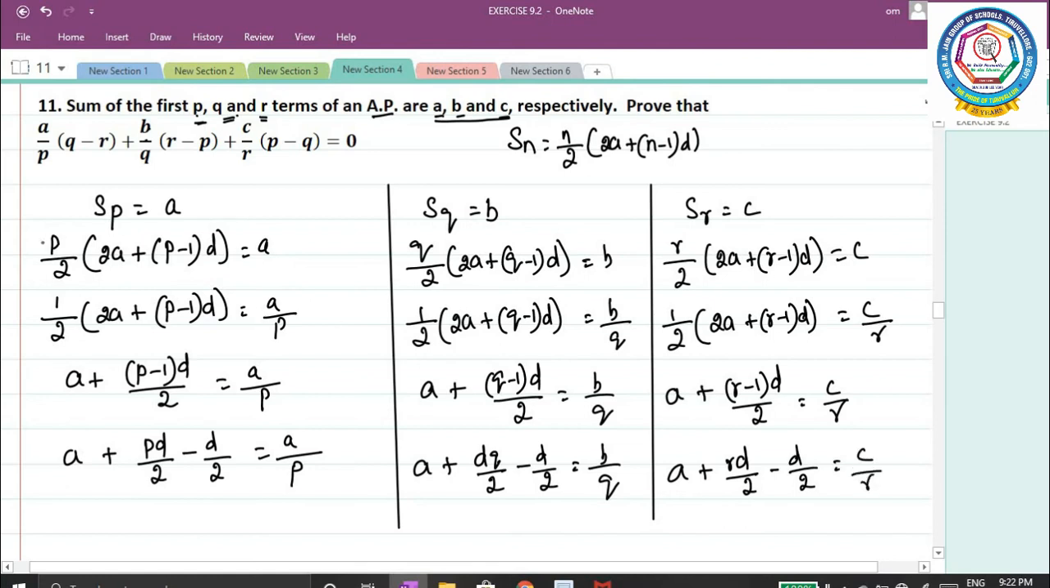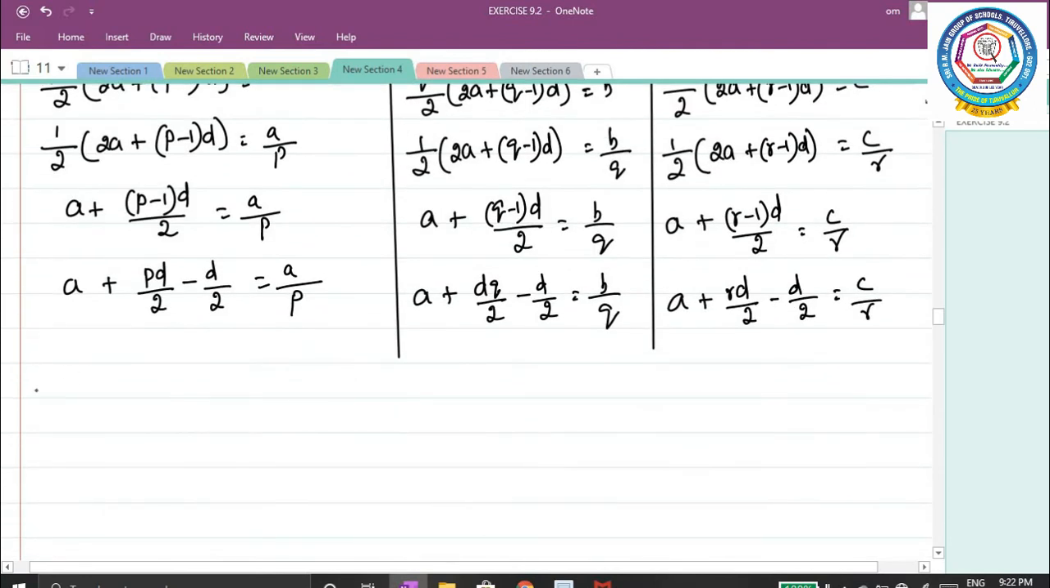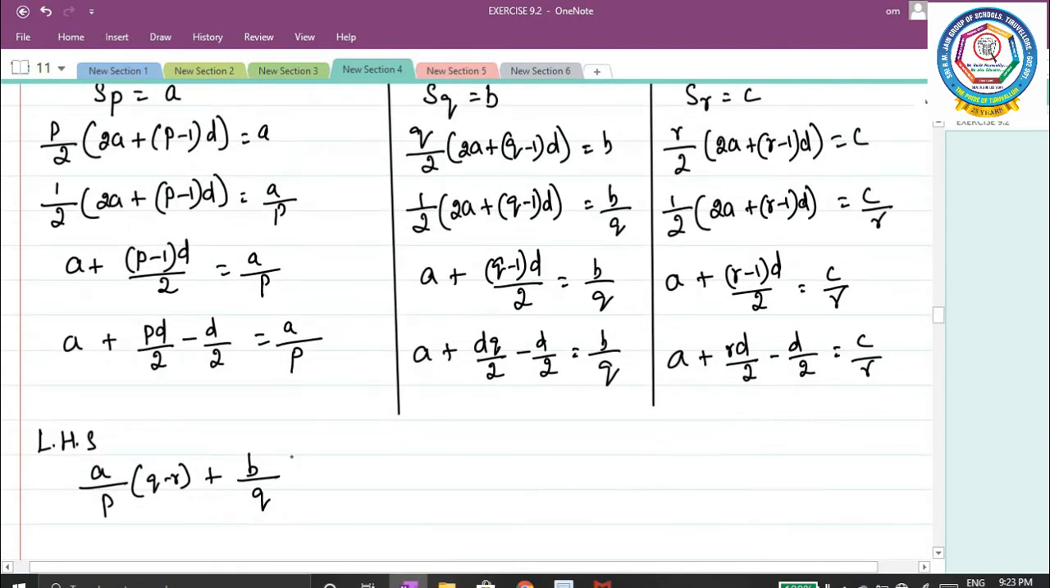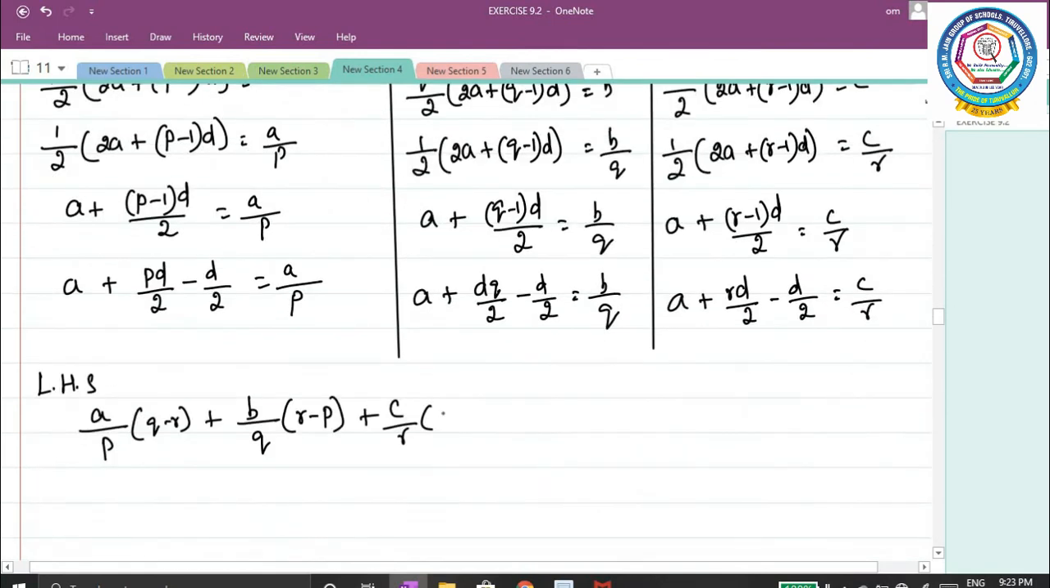So here now I am going to take the left hand side question. So what is the left hand side question? A by p into q minus r plus b by q into r minus p plus c by r into p minus q. So I am going to take the left hand side question. A by p into q minus r plus b by q into r minus p plus c by r into p minus q.